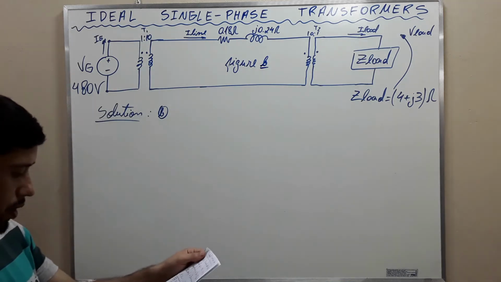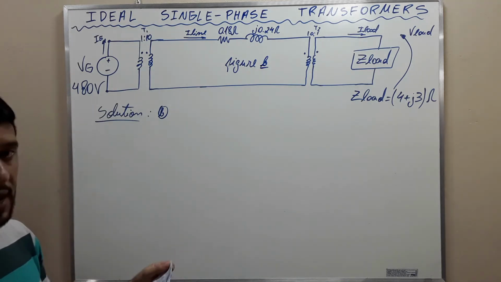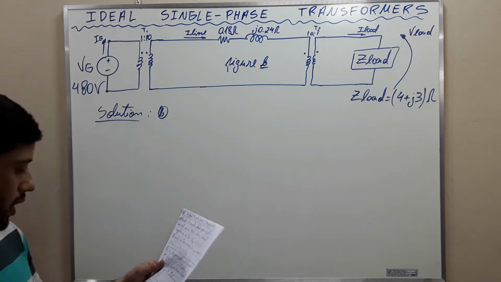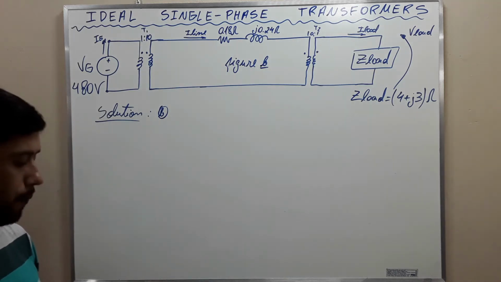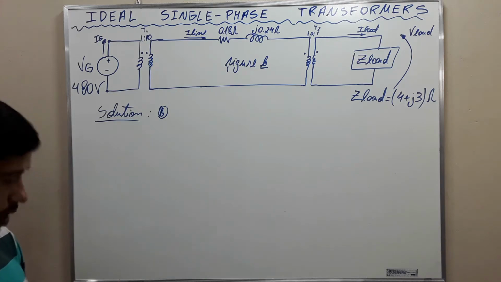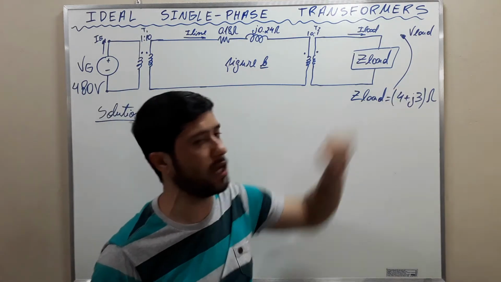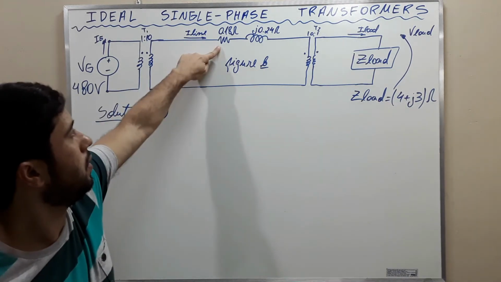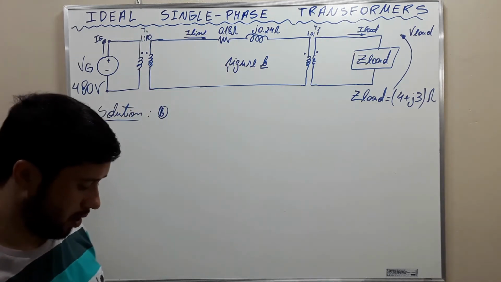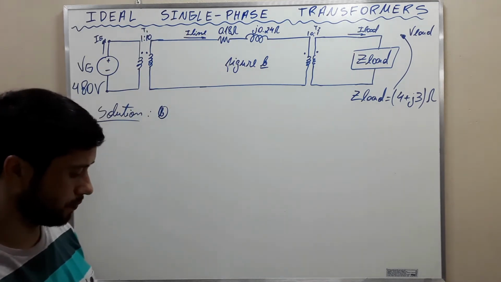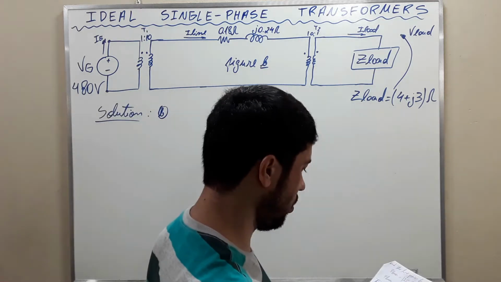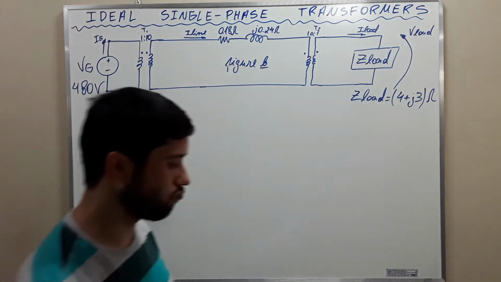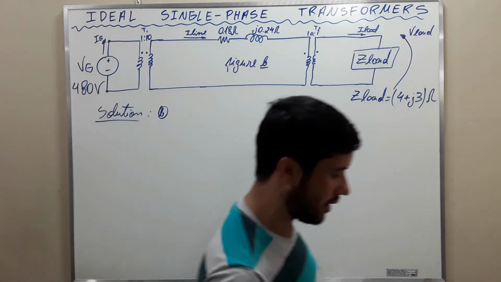Questions. What will the load voltage be now? And what will the transmission line losses be now? We are going to calculate again the voltage at the load and the power lost along the line. Let's go to exercise letter B.